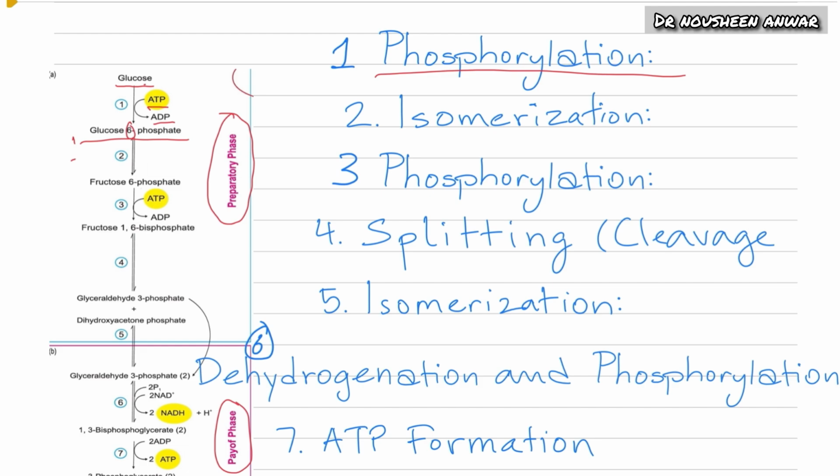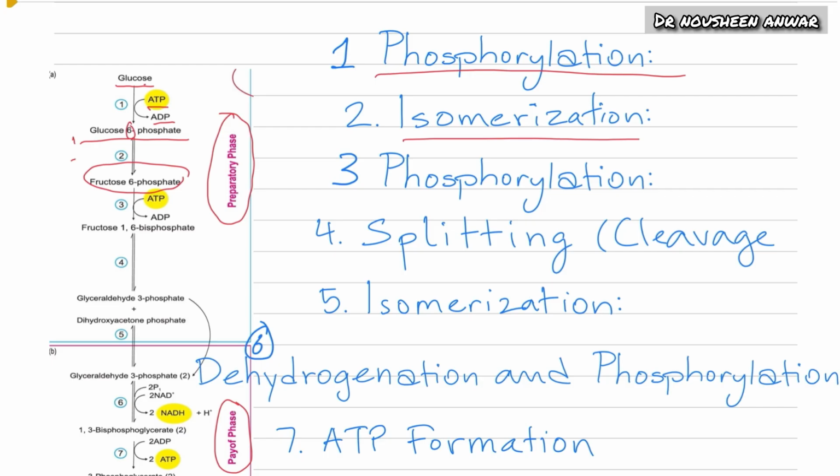The second step is called isomerization. What is happening here? There is another molecule called fructose 6-phosphate, which is formula-wise similar to glucose 6-phosphate. Both have the same formula, but they are two different molecules according to their structure. The formula is the same but the structure is different. So glucose 6-phosphate changes into fructose 6-phosphate, another molecule with the same formula, because nothing is removed.